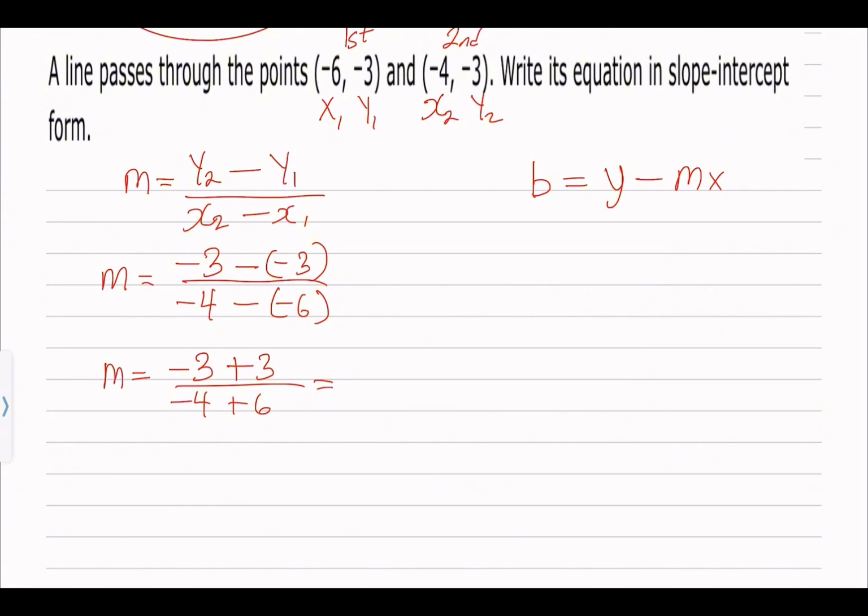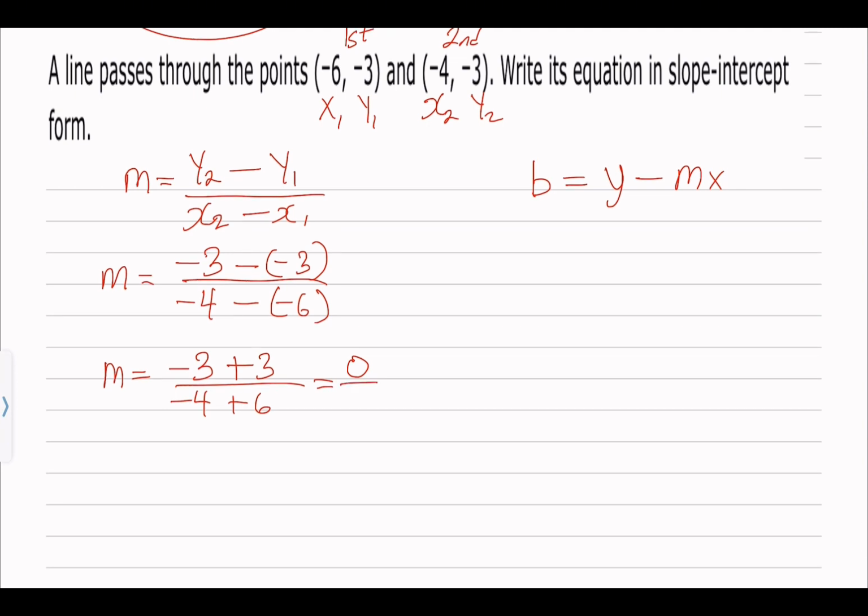So what is negative 3 plus 3? Negative 3 plus 3 is 0. Same sign, add; different signs, subtract. Then negative 4 plus 6. Same sign, add; different signs, subtract. So 6 minus 4 is 2. Positive 2 or negative 2? Positive, because you give the sign of the bigger absolute value. 2. Now, be careful.